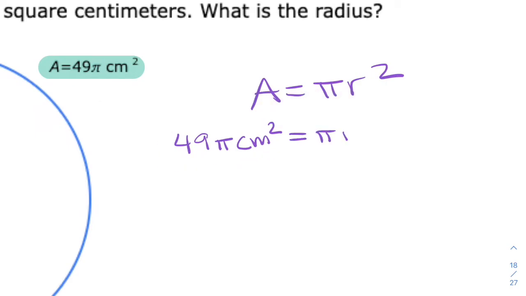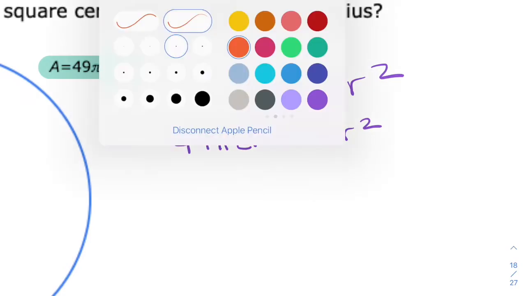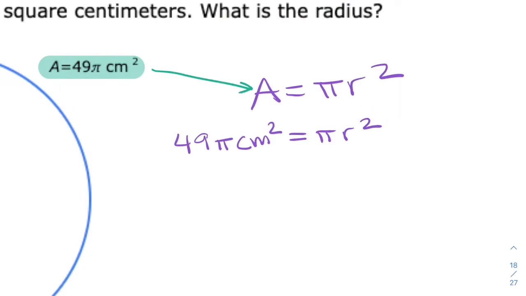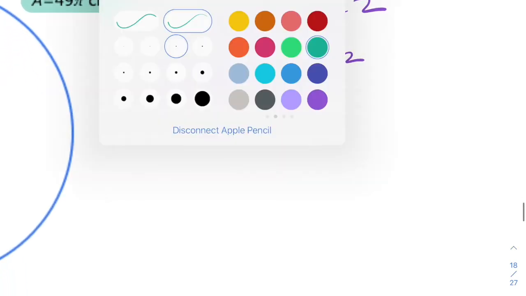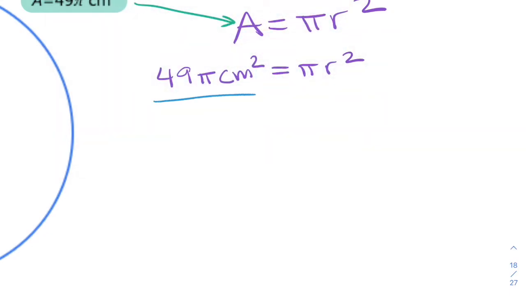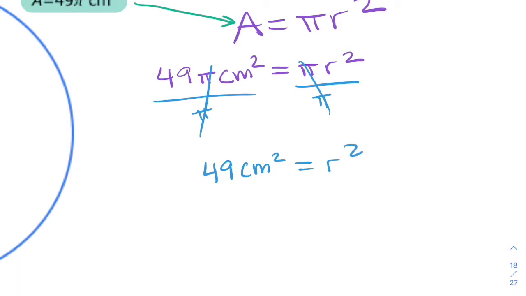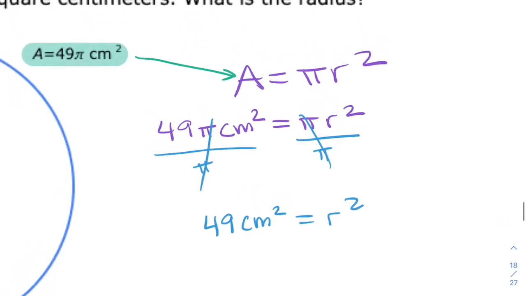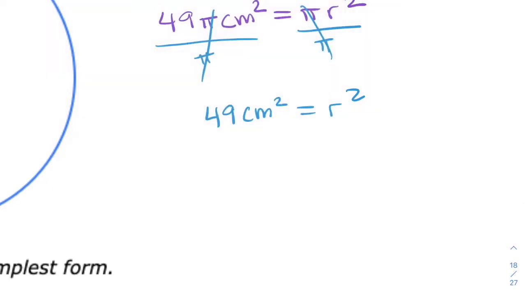equals pi r squared. To solve this, what we're going to have to do is divide both sides first by pi. Let's get rid of that. And you'll notice that pi goes away on both sides. So I get 49 centimeters squared equals r squared. And we need to solve for r, not r squared. So we're going to perform the square root operation. So the square root of 49 centimeters squared equals the square root of r squared.